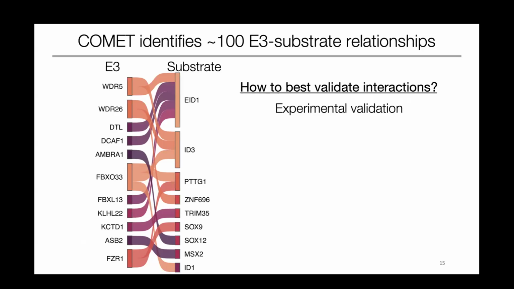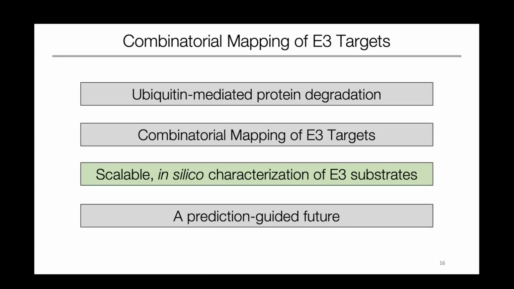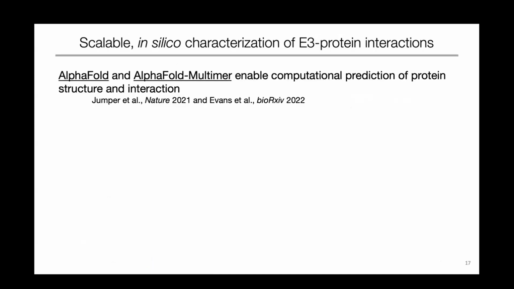I think the classical thing is to pick a handful of them and do experimental validation. But I think it can suffer from being biased, especially in terms of intentional or unintentional cherry picking and reporting of results that work. Another thing that we had thought about was using computational modeling as a scalable means for validation. So that's what I'll talk about now.